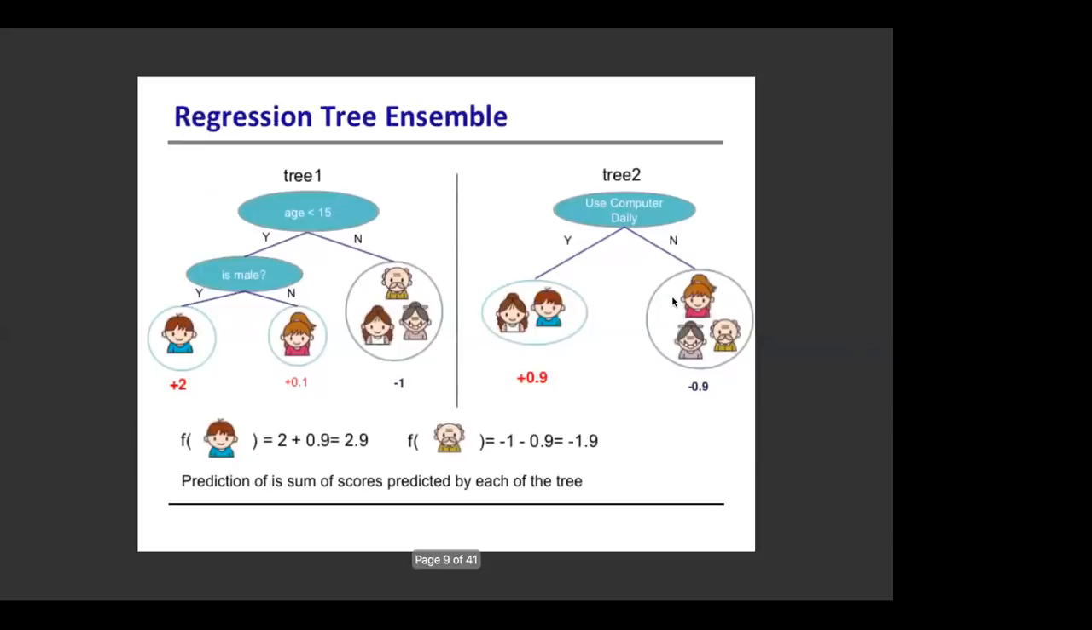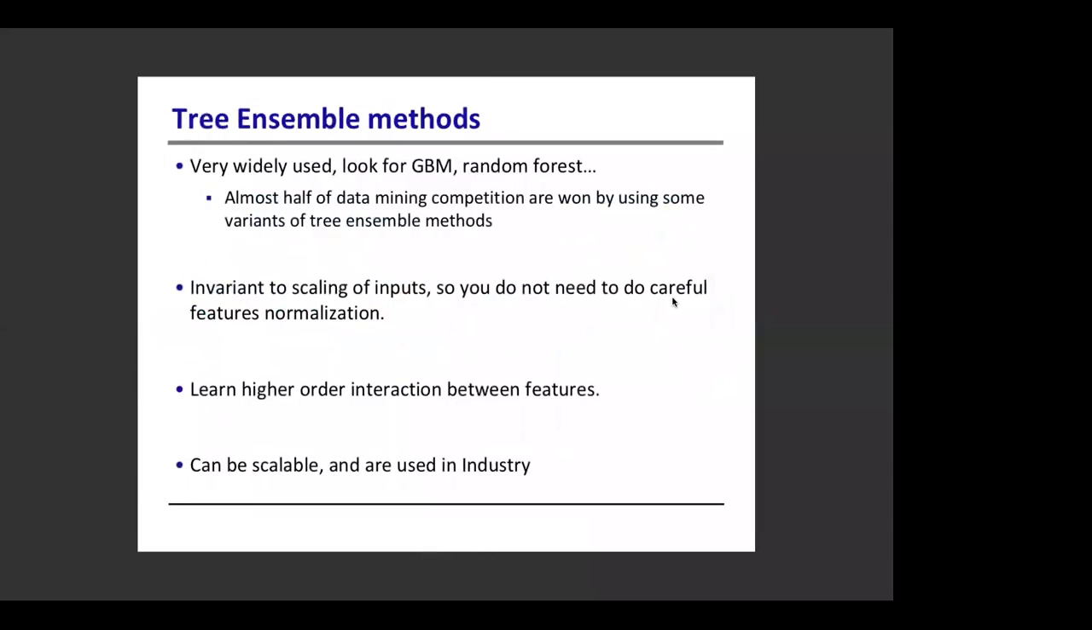Great. Let's move ahead. Tree ensemble methods are very widely used. You can take a look at random forest and gradient boost. Almost half of the data mining competitions are won using some variant of tree ensemble methods. These are invariant to scaling of the inputs. Unlike, say, gradient descent, the scaling of the input doesn't matter much. It also learns higher-order interactions between the features, as in nonlinear, and it is scalable and used in industry.